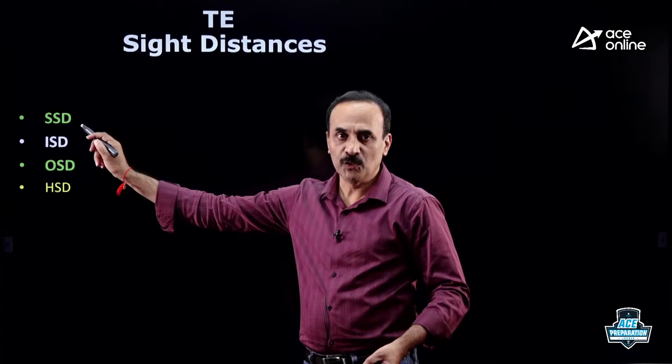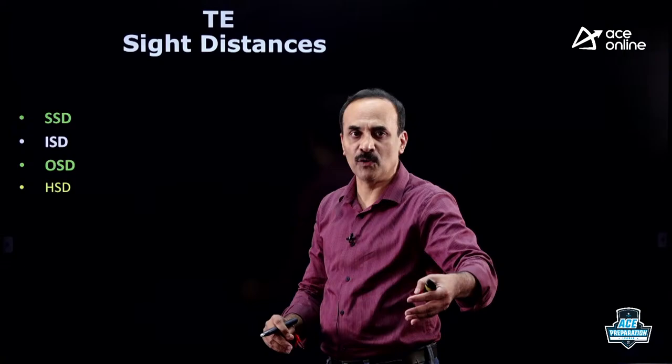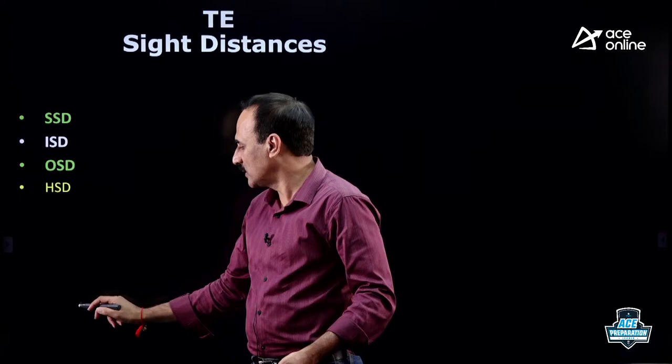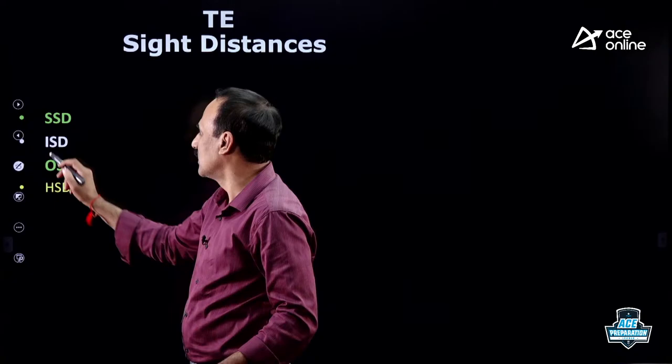What are all the various operations on the road? To stop the vehicle in an emergency. If there is an obstruction or a problem on the road, you need to stop in an emergency. So the required sight distance to stop the vehicle in an emergency, we call it stopping sight distance. SSD is stopping sight distance.